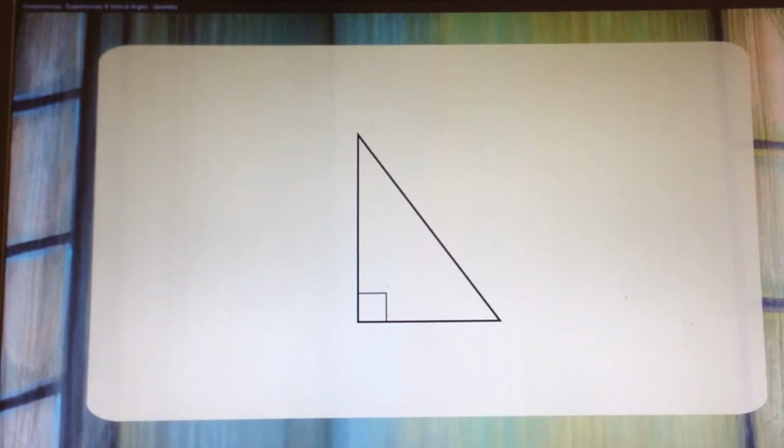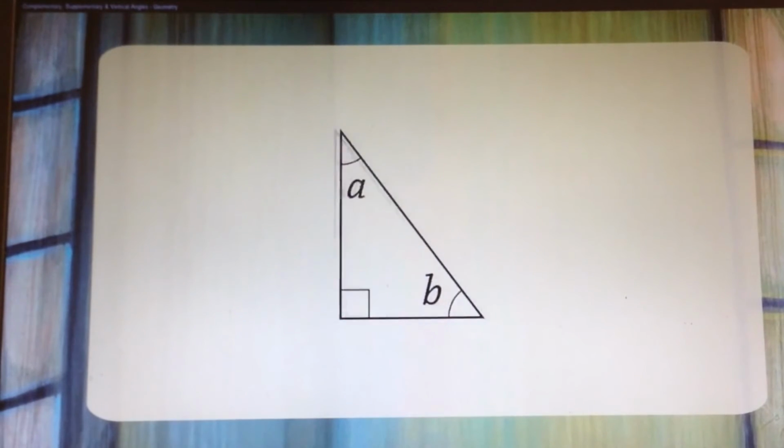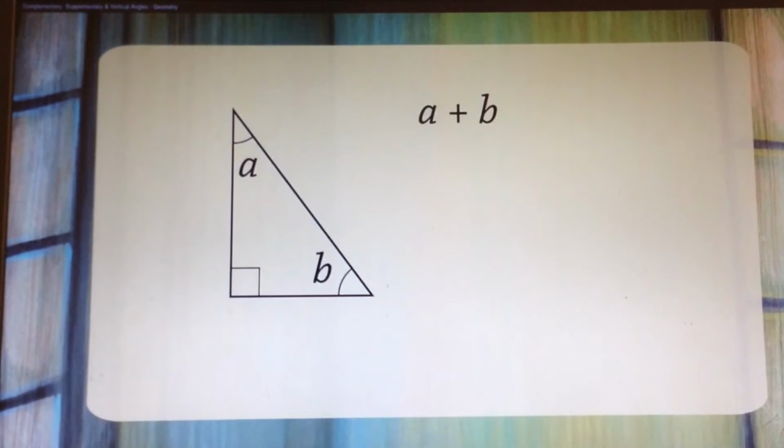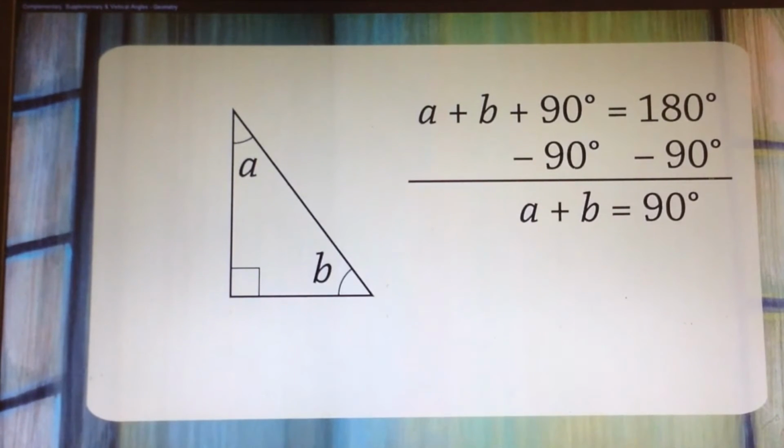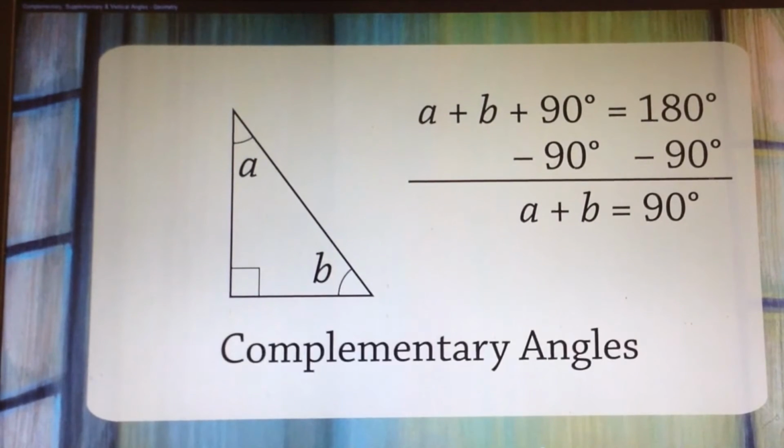Next, let's look at a right triangle. This angle measures 90 degrees. Let's call the other 2 angles A and B. Since the sum of the angles of any triangle equals 180 degrees, we have A plus B plus 90 degrees equals 180 degrees. If you subtract 90 degrees from both sides, you get A plus B equals 90 degrees. Because right triangles are so common in geometry and trigonometry, there's a term for 2 angles that add to 90 degrees: complementary angles.